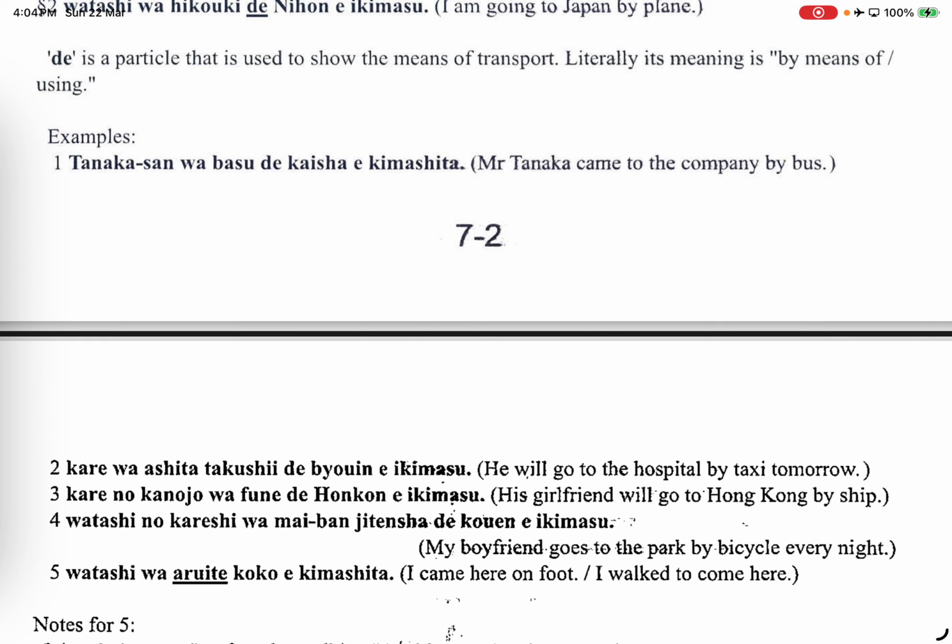So バスで会社へ来ました. So you can think of it as a bigger place to a smaller place. So I know the bus is a small place, but think of it as it travels a large space. So usually we will go by the larger place, then the smaller place. So バスで会社へ来ました. So this is how the order is like.